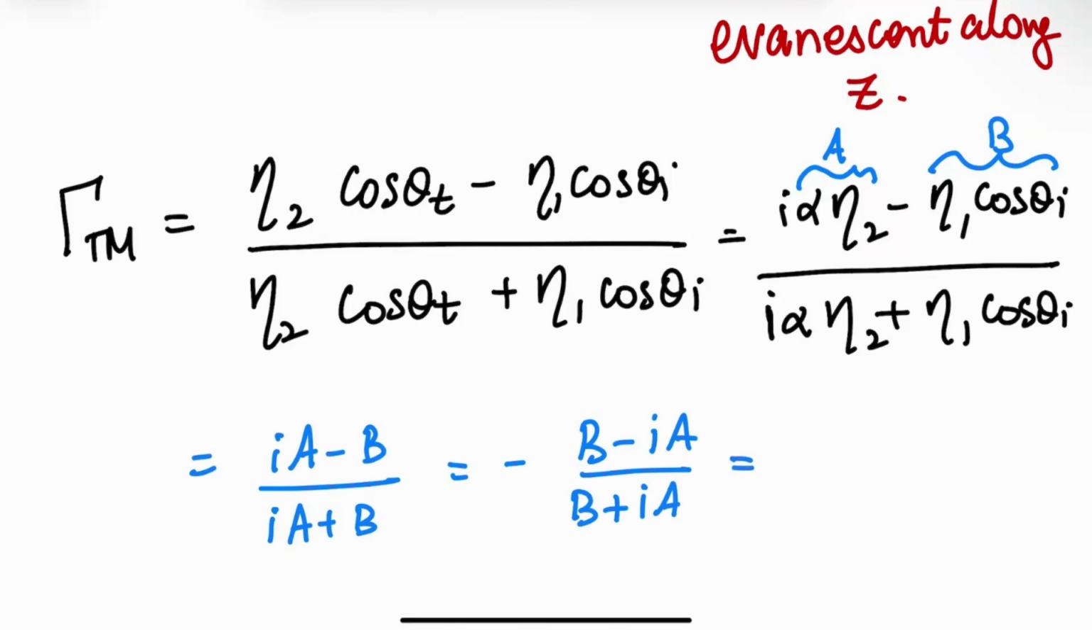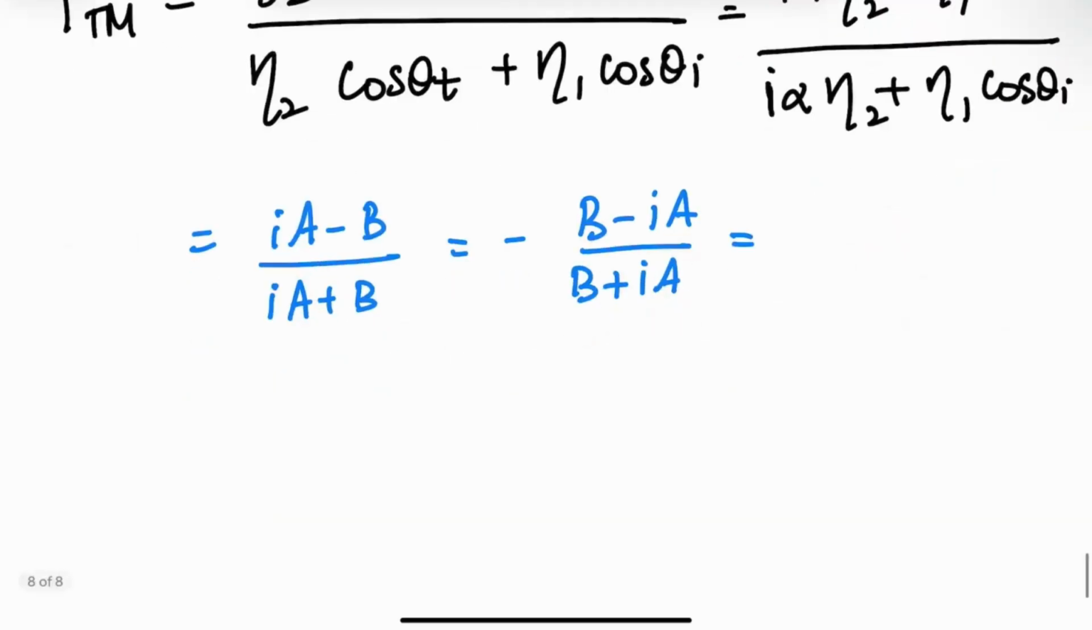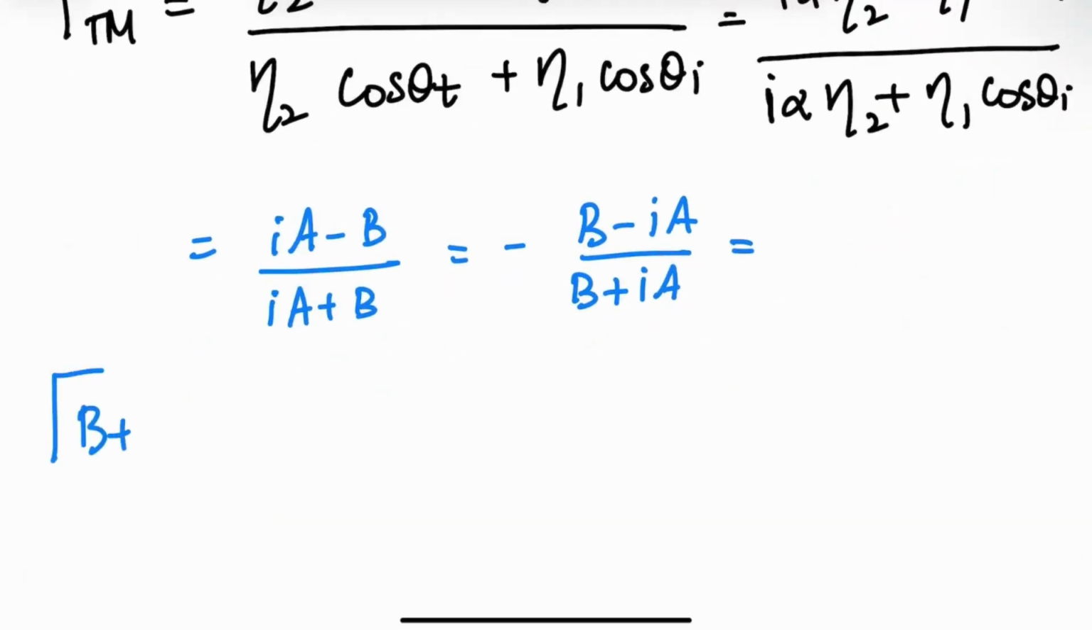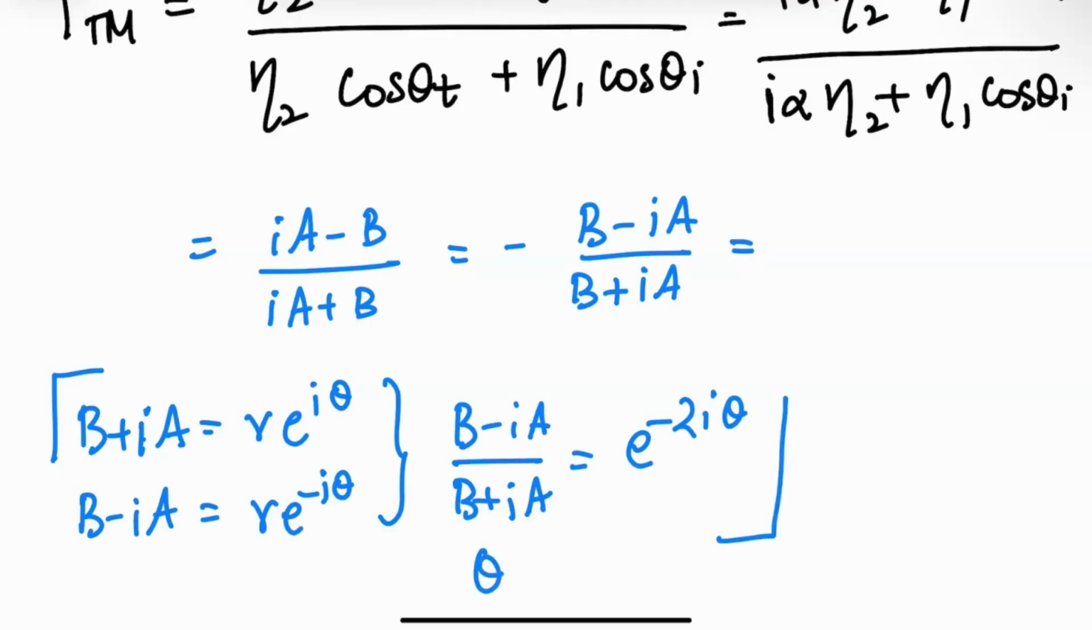Okay, and this I can write as an exponential function. Let's say B plus iA is equal to some R e to the i theta, so I write it in polar form. Then B minus iA would be R e to the minus i theta. So when I take the ratio, the R's cancel out, and that gives me (B minus iA) over (B plus iA) is equal to e to the minus 2i theta, right? Where theta is tan inverse A over B.